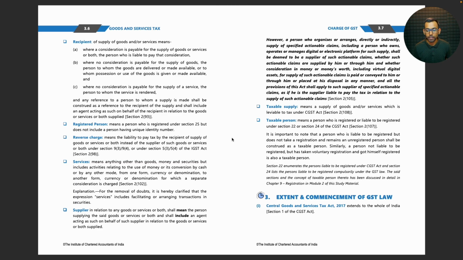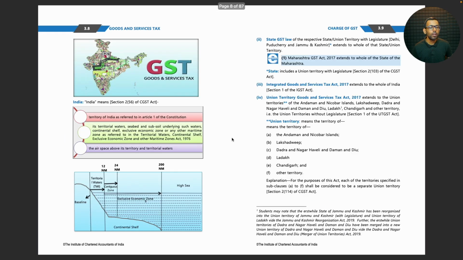The CGST Act extends to the whole of India. So India means territory of India as referred to in Article 1 of the Constitution, its territorial waters, seabed and subsoil underlying such waters, continental shelf, exclusive economic zones or any other maritime zone as referred to in the Territorial Waters, Continental Shelf, Exclusive Economic Zone and Other Maritime Zones Act 1976, and the airspace above its territory and territorial waters.